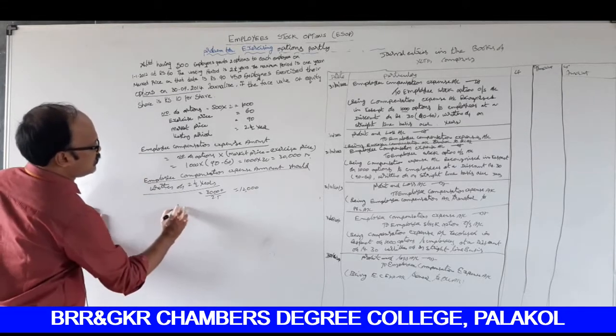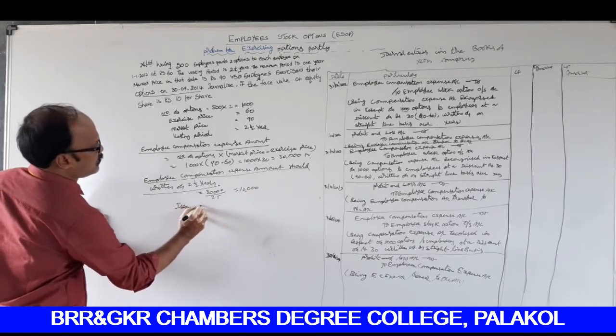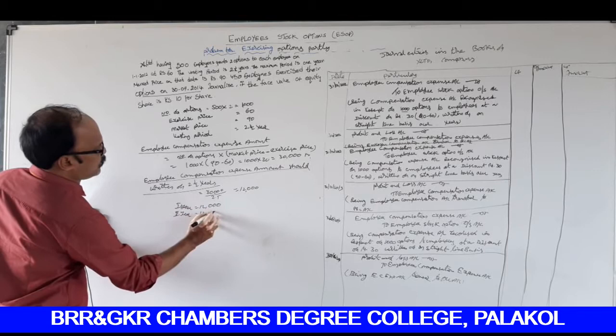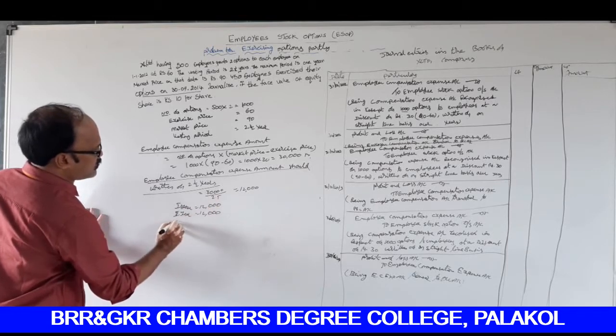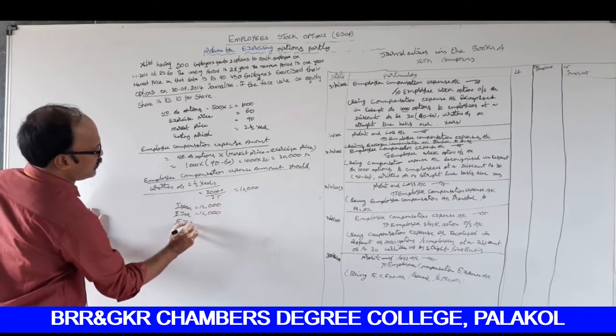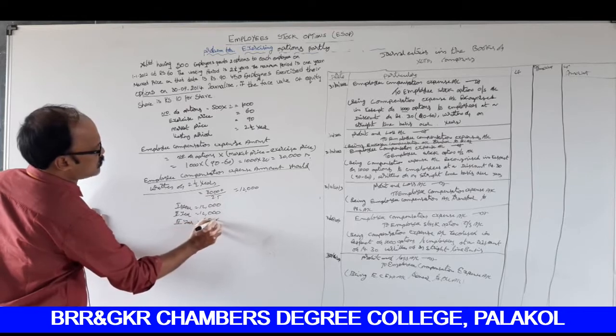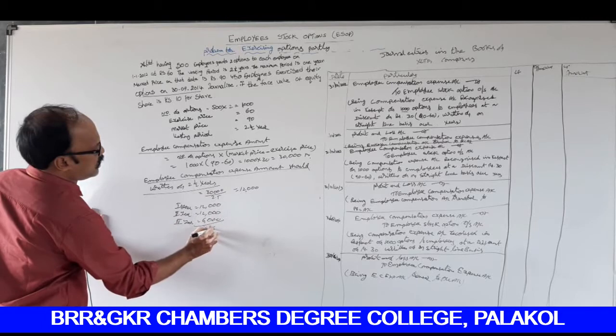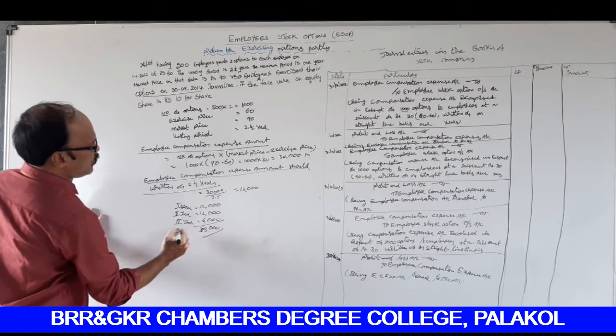12,000 rupees for the first year. 12,000 rupees for the second year. 12,000 rupees for the third year, but since it is 2.5 years, the third year is only 6,000. Total 30,000 rupees amount written off.